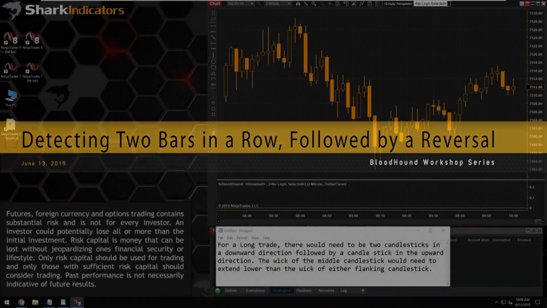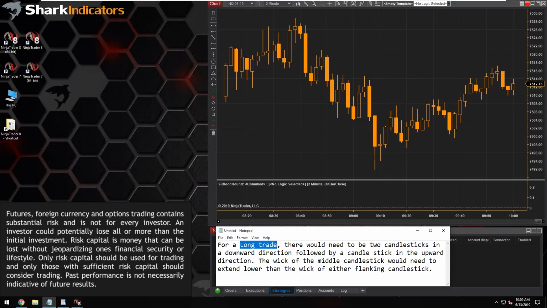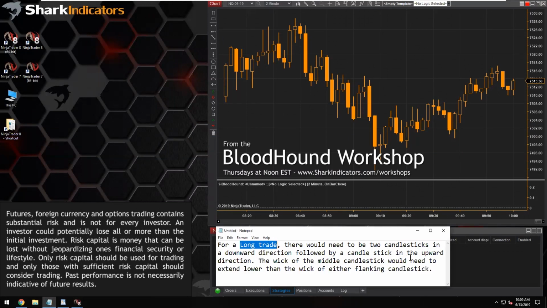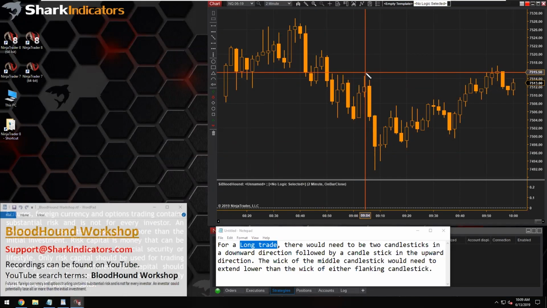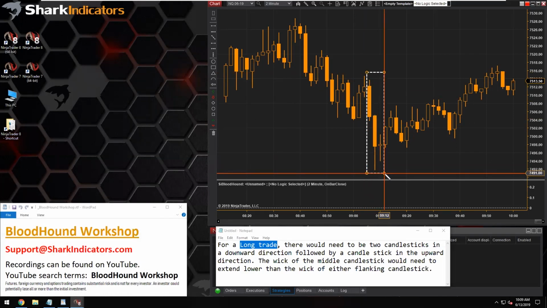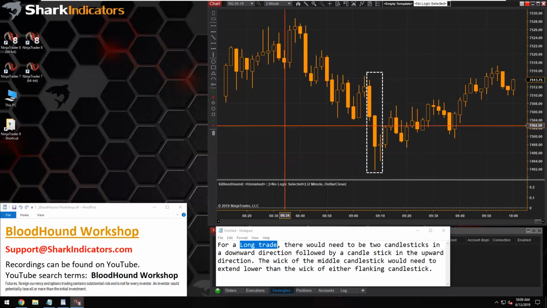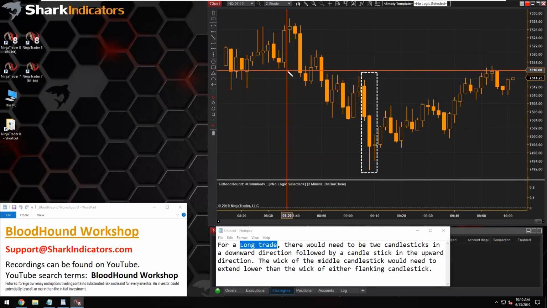All right, so let's find an example here for a long signal. We need 2 down candles followed by an up candle, and the wick in the middle would need to be extended lower. So I think we have one right here. So there we go. And wow, as luck would have it, sometimes the market does like to work with you.